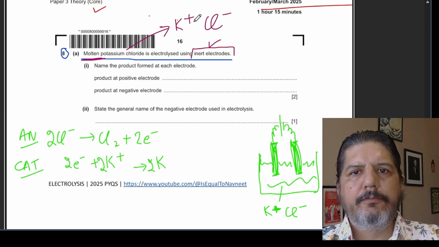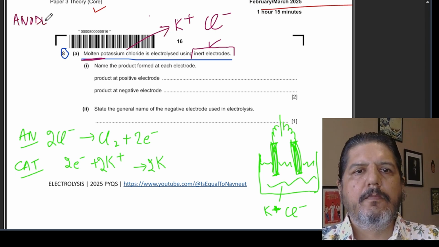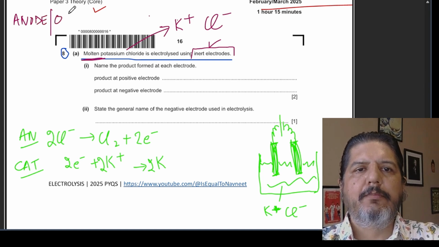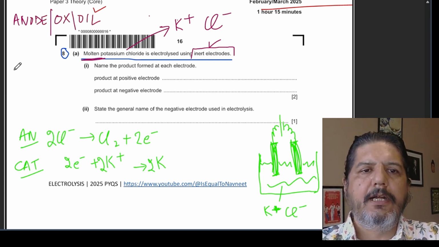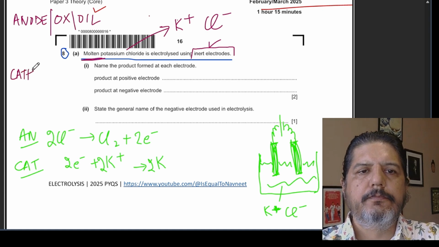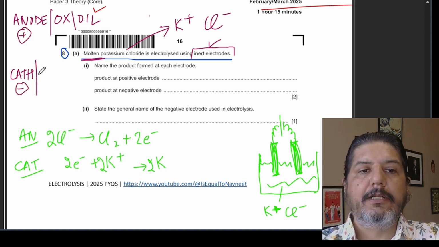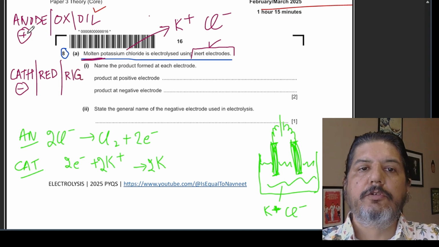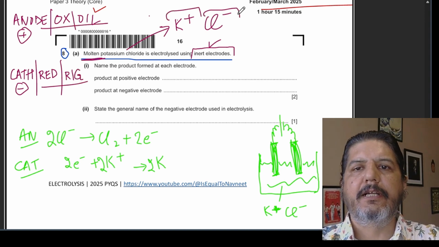At the anode, oxidation will be taking place. Oxidation is loss of electrons. Anode is a positive terminal. Cathode is a negative terminal. At the cathode, reduction is taking place. Reduction is gain in electrons. So this is what will be happening only between K plus and Cl negative.